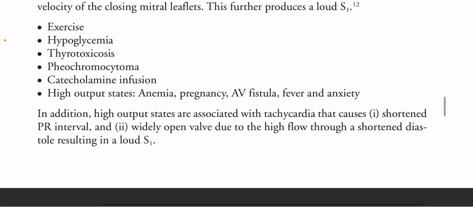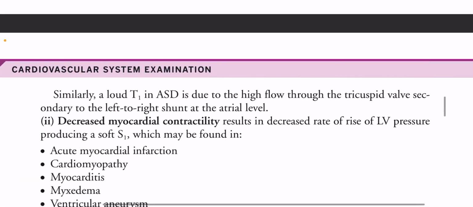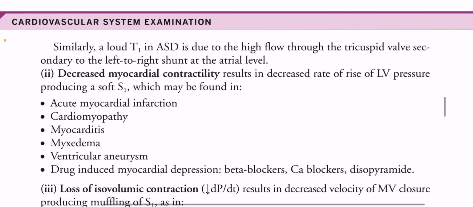In addition, high output states are associated with tachycardia that causes shortened PR interval and widely open valve due to the high flow through a shortened diastole, resulting in a loud first heart sound. Similarly, a loud T1 in ASD is due to the high flow through the tricuspid valve secondary to left to right shunt at the atrial level.